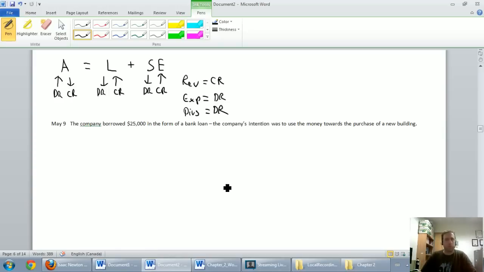It says the company's intention was to use the money towards the purchase of a new building. Have we purchased a new building? No. Who cares what the company's intention was to do with the money? Let's cross that off the list. Let's just cross it out because I don't care what their intentions are. I want to know what the heck actually happened. And we haven't bought a new building, so who cares? The company borrowed 25 grand in the form of a bank loan.